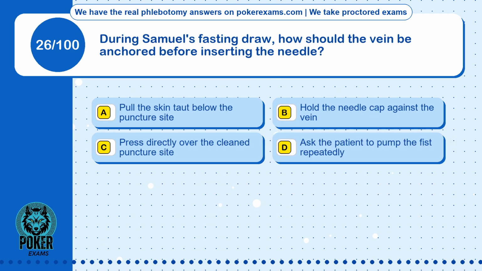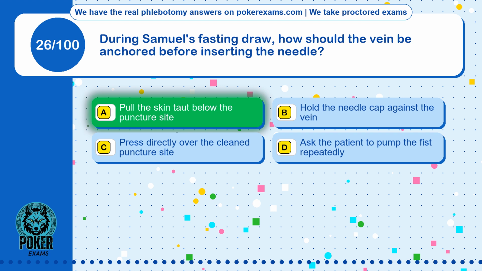Question 26. During Samuel's fasting draw, how should the vein be anchored before inserting the needle? Option A, pull the skin taut below the puncture site. Option B, hold the needle cap against the vein. Option C, press directly over the cleaned puncture site. Option D, ask the patient to pump the fist repeatedly.